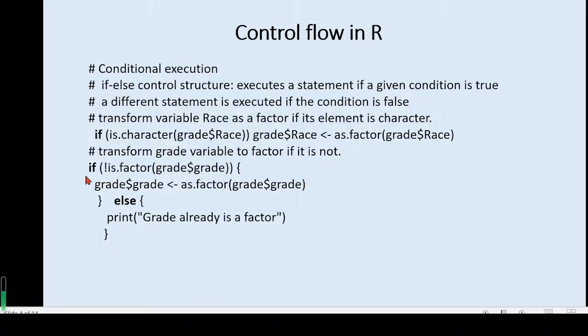So we can also write, for example, if grade is not a factor. Here is the exclamation symbol in front of is.factor, which is the negative of this condition. So if grade is not a factor, then we will transform it to a factor. Otherwise, which means it is a factor, then we just print "grade already is a factor".